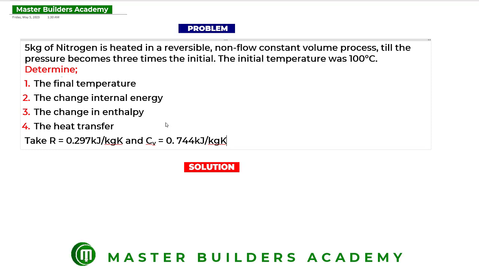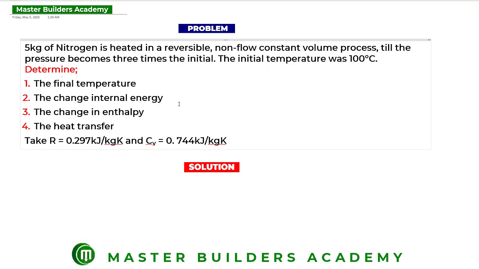The initial temperature was 100 degrees Celsius. Now, the first question says that we should determine the final temperature. Then the second question, the change in internal energy. Third question, the change in enthalpy. Then the last question, heat transferred. And guys, this is very, very simple for us to do, but it's quite different from the problems we've solved before now, all right? Because in those questions, we were given heat, we were given work done, and then we were asked to calculate either internal energy or whatever. But this case is quite different.